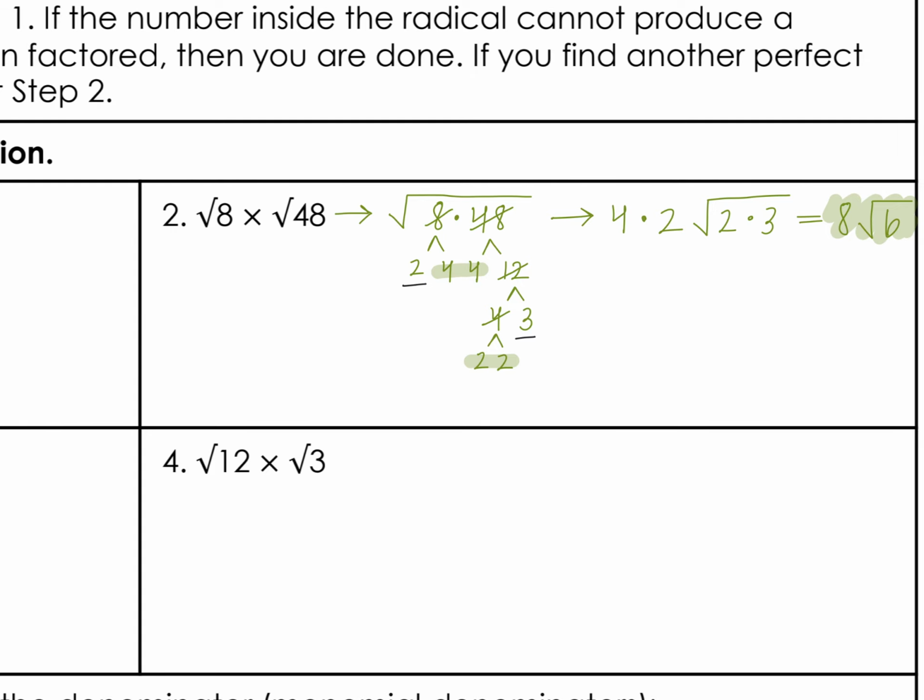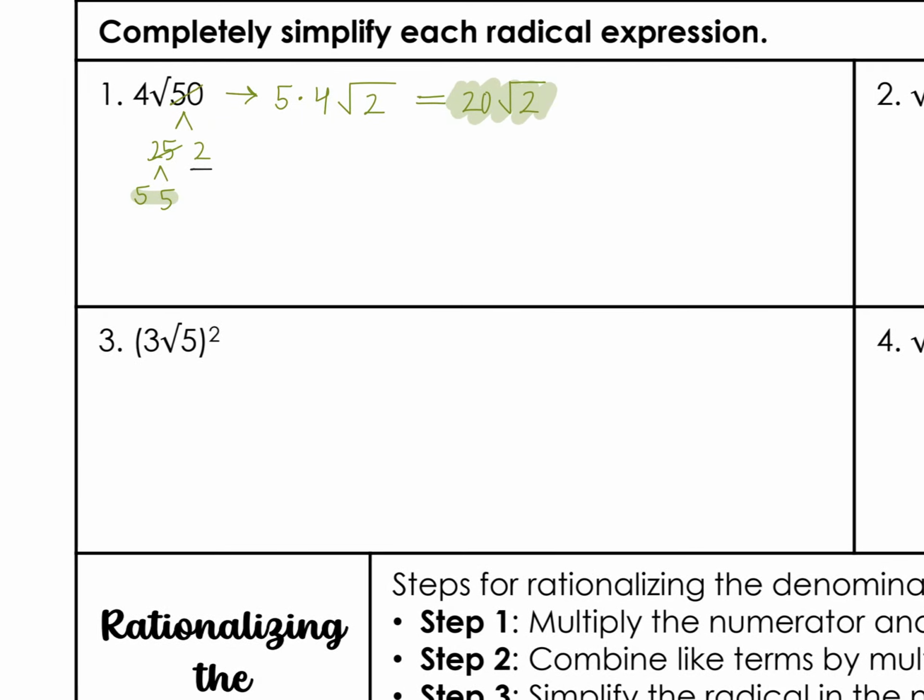All right, now let's move into number 3. In number 3 here, we are asked to square the 3 root 5. Just a reminder, when you square something, you are just going to multiply it by itself. So we have 3 root 5 times 3 root 5.